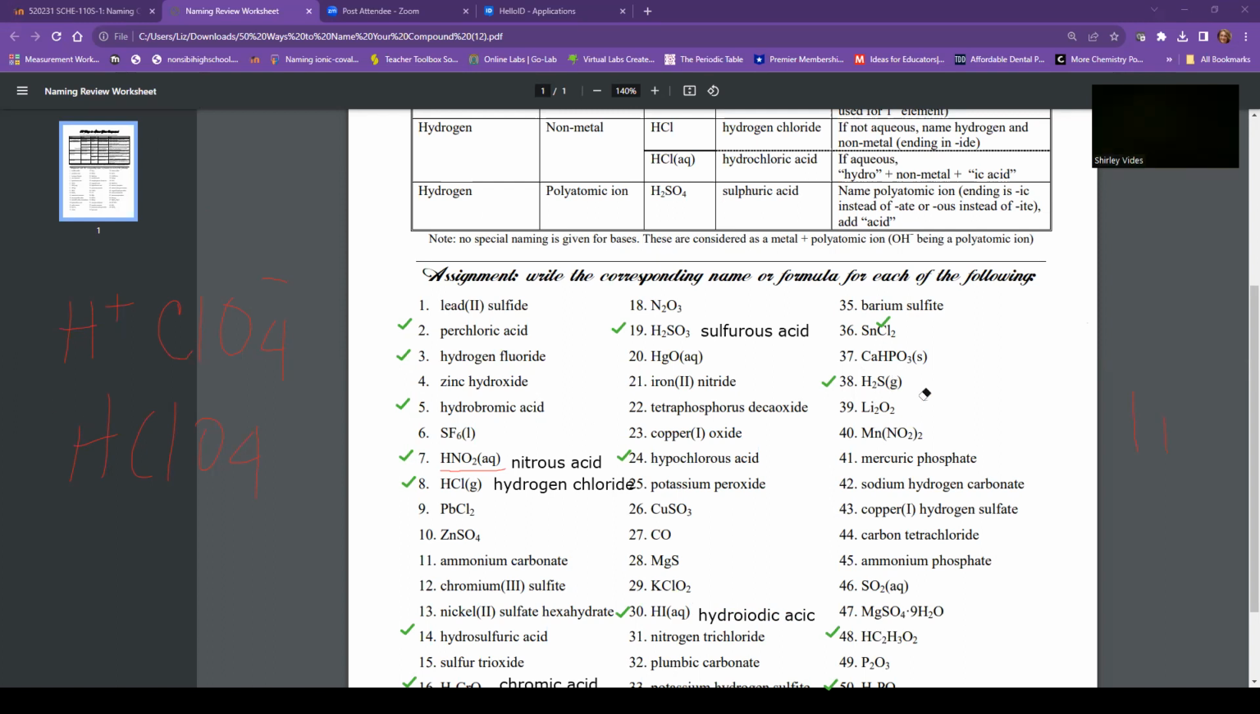Okay. So this next one is H2S. It says gas. That is not the acid. So the name of it is not acid. It's hydrogen sulfide. Very simply. Just like the other ones that we were naming.